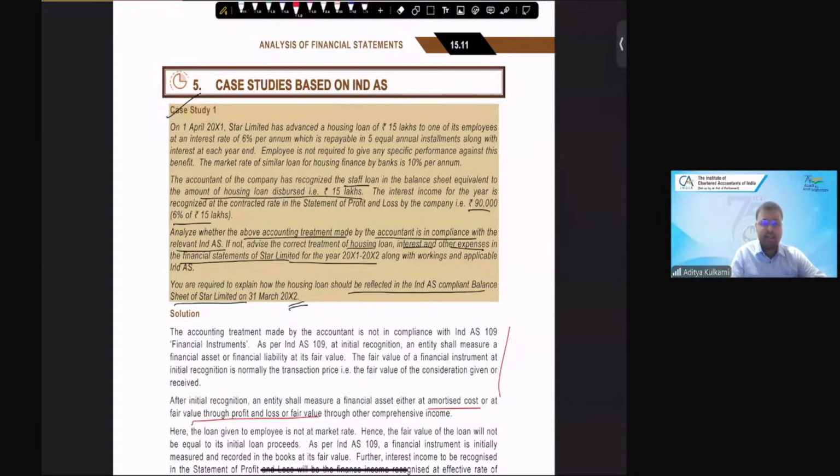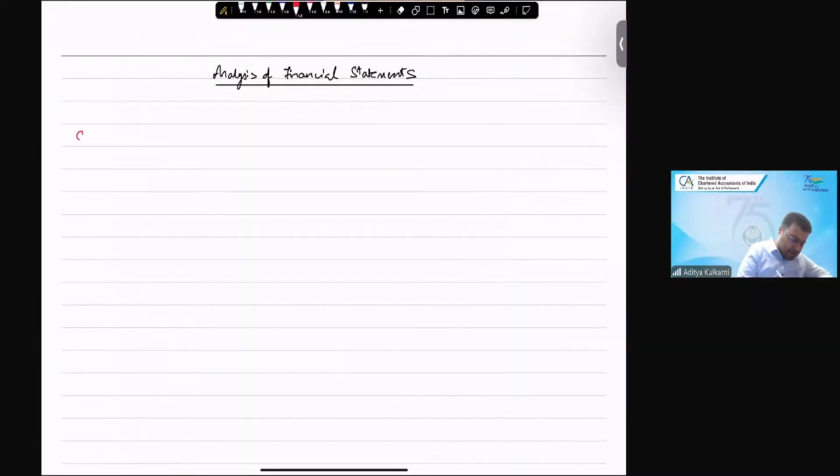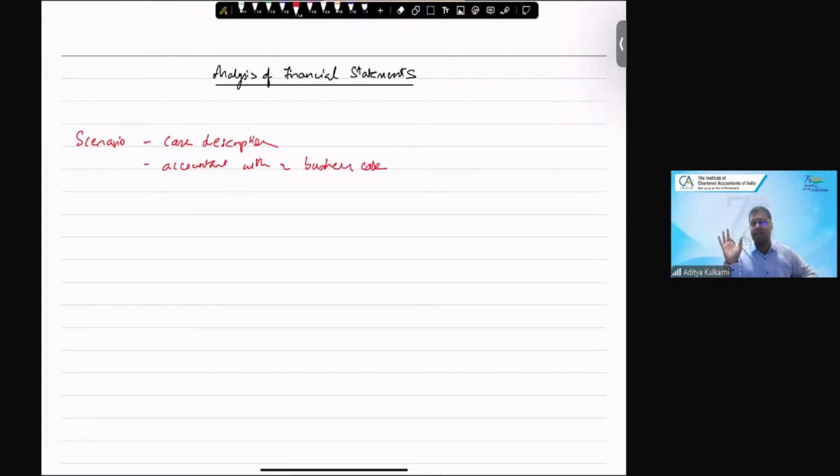Okay. Now we come on to the case studies. What happens in these case studies is we'll understand the format of the case study. All the case studies that come give you a scenario. They give you a very detailed case description. Typically this case description will involve an accountant who is presented with a business case. The accountant prepares financial statements based on certain criteria.